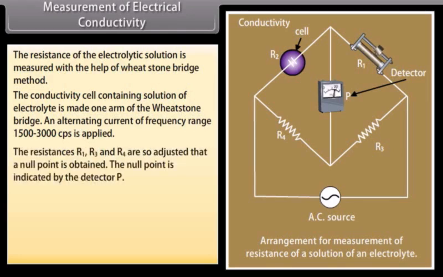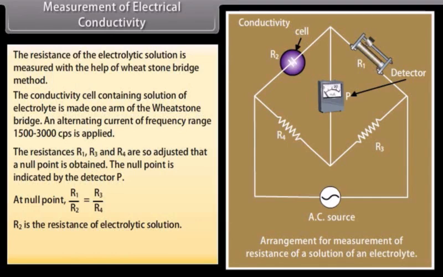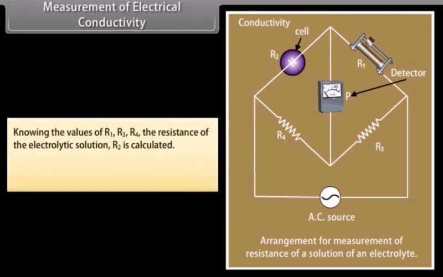The resistances R1, R3 and R4 are so adjusted that a null point is obtained. The null point is indicated by the detector P. At null point, R1/R2 = R3/R4. R2 is the resistance of the electrolytic solution. R2 = R1 × R4 / R3. Knowing the values of R1, R3 and R4, the resistance of the electrolytic solution R2 is calculated. The reciprocal of R2 gives the conductance of the solution.